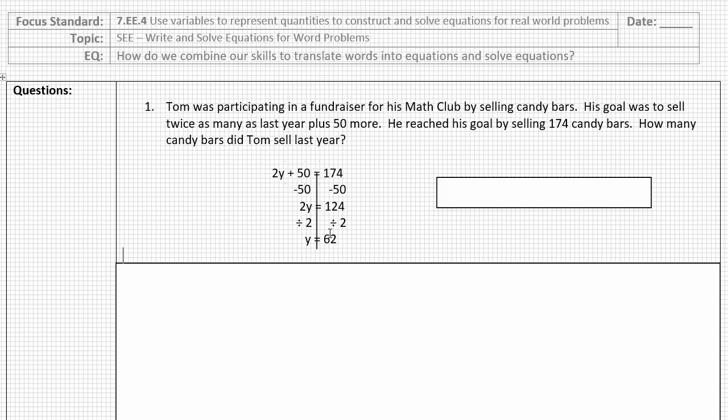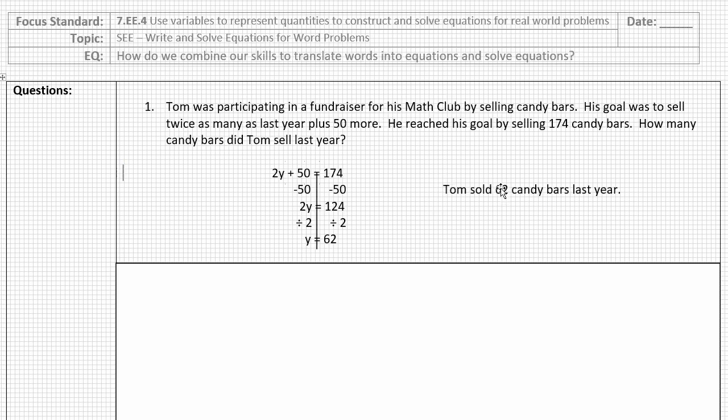We can of course plug 62 back into our equation and make sure that it works. And we always want to make sure that with a story problem, we write our answer in a complete sentence. So you might write a sentence like, Tom sold 62 candy bars last year. Let's take a look at the next example.